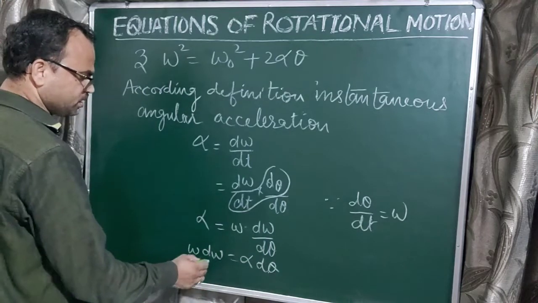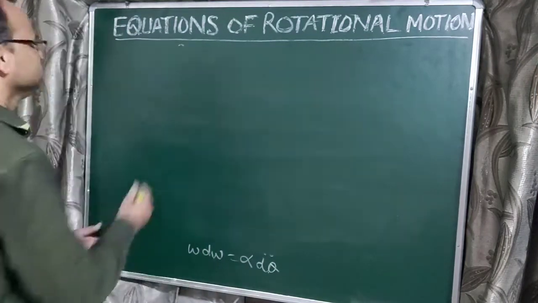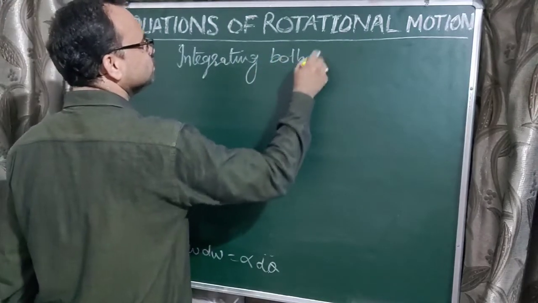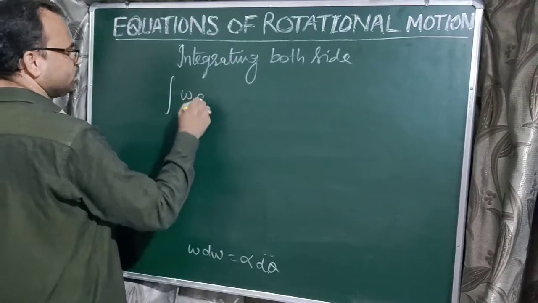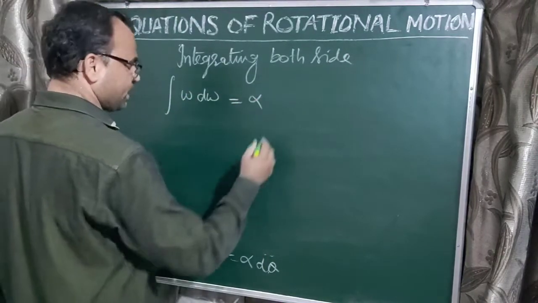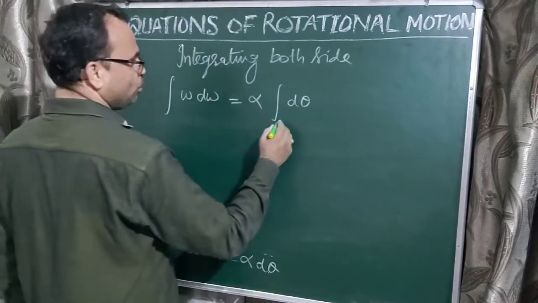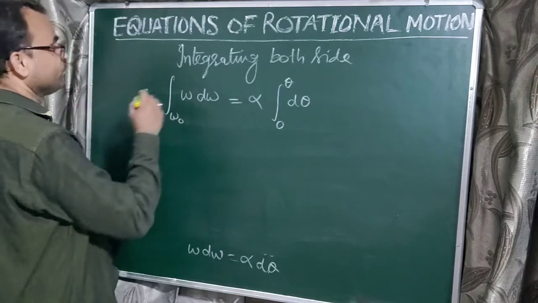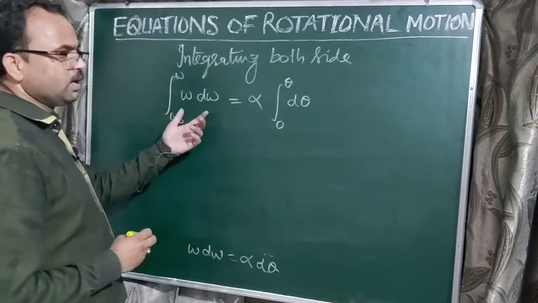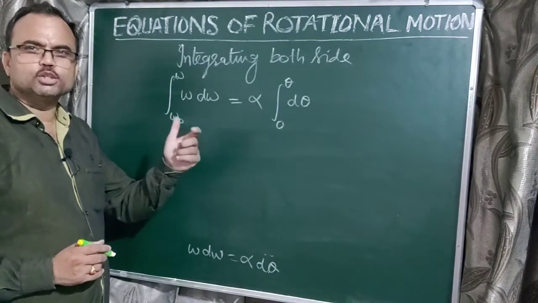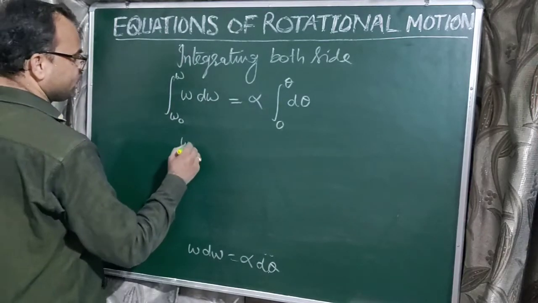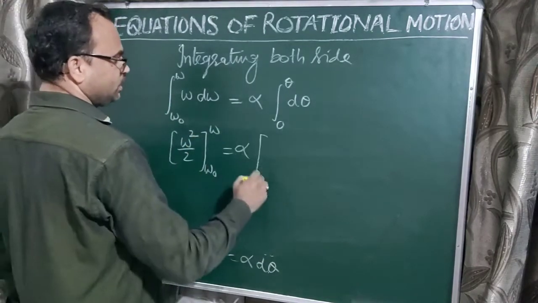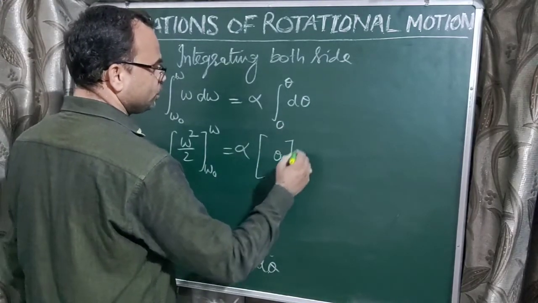So d theta and d omega are integrable, and we integrate both sides. Integral of omega d omega equal to alpha, a constant taken outside, integral of d theta. For theta the limits are 0 to theta, and for angular velocity the limits are omega naught, the initial angular velocity, to omega, the final angular velocity. Now apply the formula: the integral of x to the power n dx is x to the power n plus 1 upon n plus 1. Here power is 1, so we get 2 upon 2. On the right side, the integral of d theta is theta, limits 0 to theta.